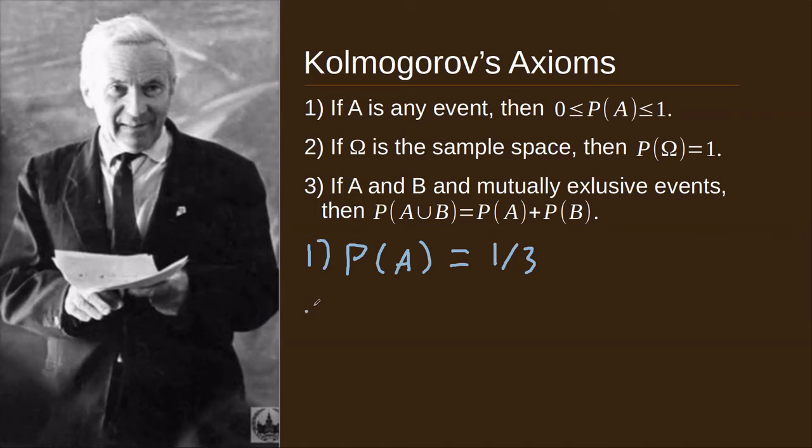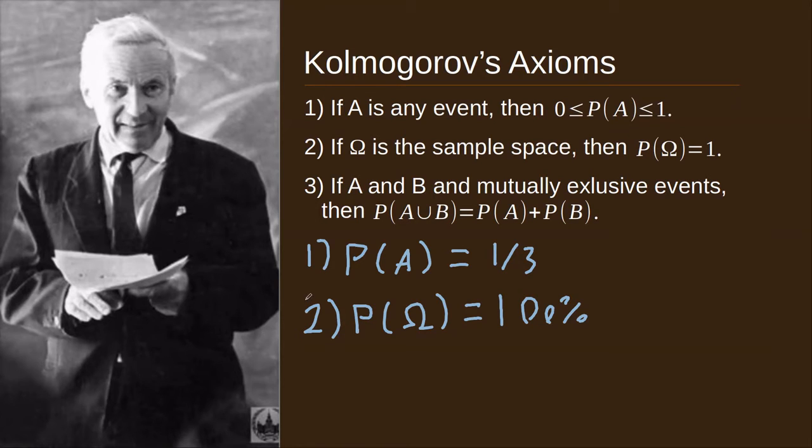Okay, so 2, here we're saying that the probability of any outcome in the sample space should be equal to 1, or in other words, 100%. This also seems intuitively correct. If the sample space is defined to contain every possible outcome, then the probability of one of those outcomes occurring should be 100%.